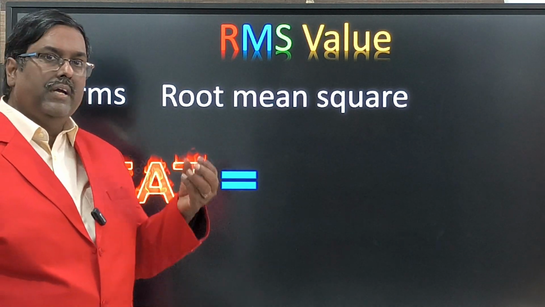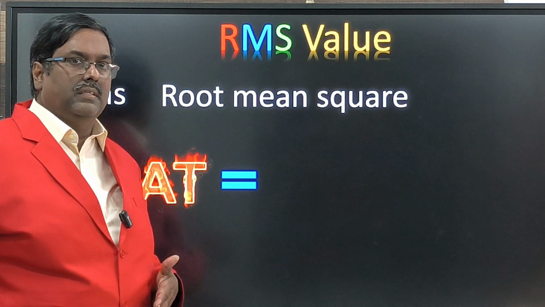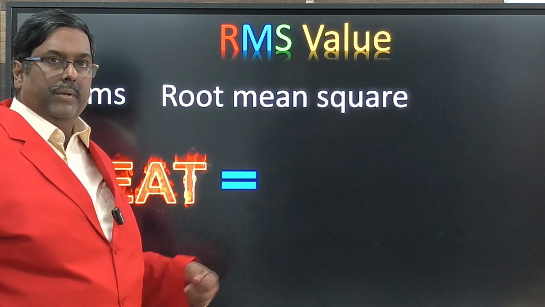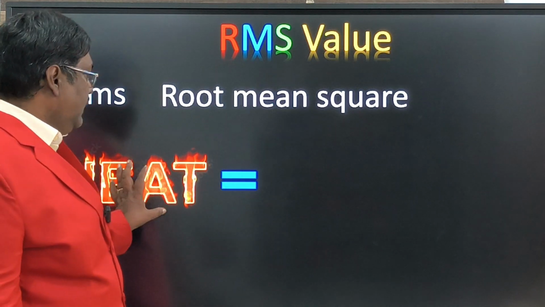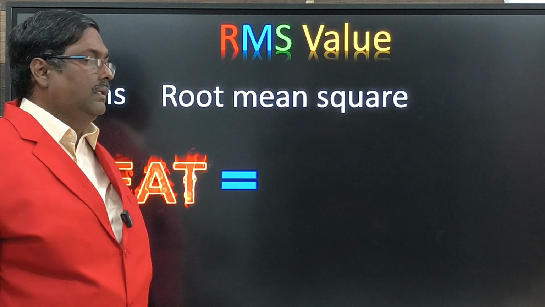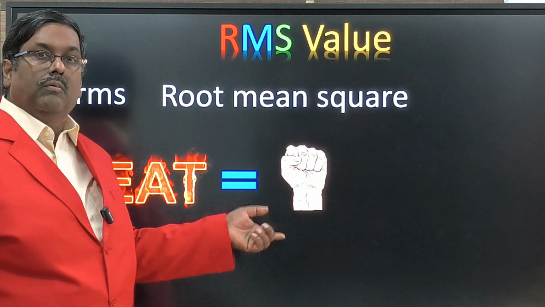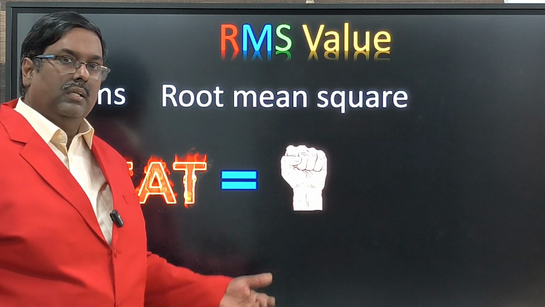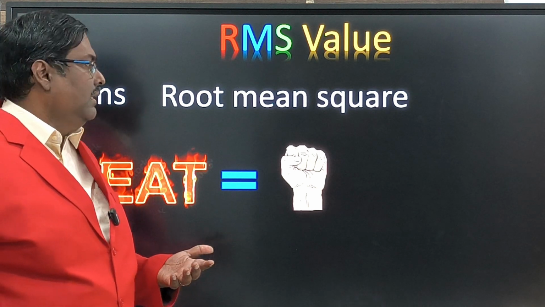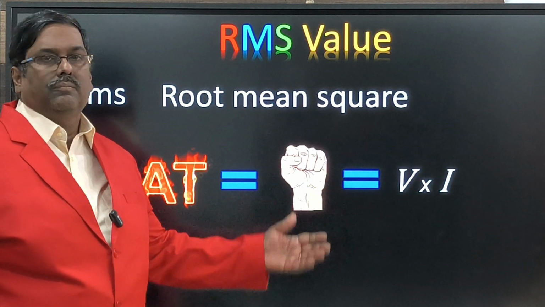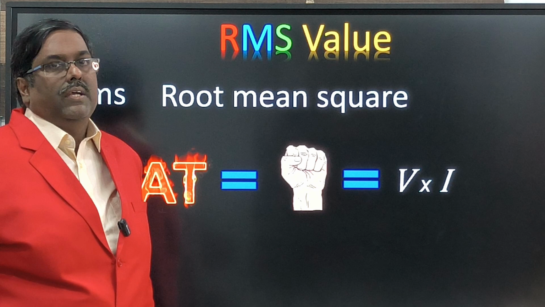I told you, a bulb is not considered a light generating system. We are considering it a heat developing equipment. So the heat is equivalent to the power. So what is the power formula? If you have voltage and current, then power equals V into I. Power equals V into I.